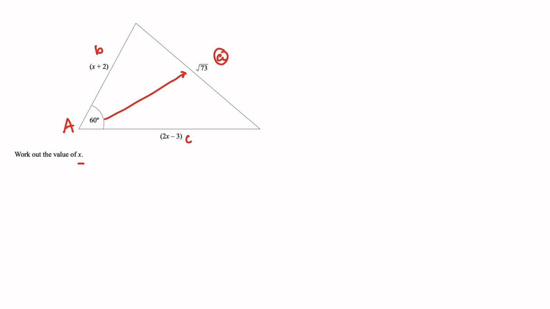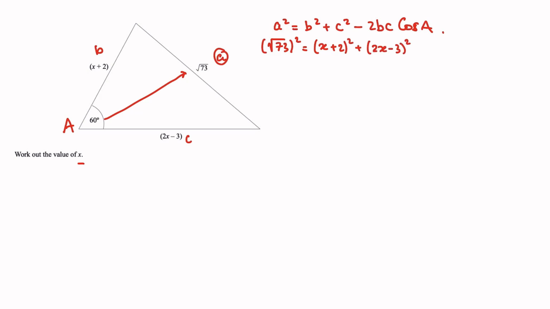So the equation for the cosine rule is a squared is equal to b squared plus c squared minus 2bc cos A. So my a squared will be square root of 73 all squared, is equal to my b, which is x plus 2, all squared, plus 2x minus 3 all squared, minus 2 times b, which is x plus 2, c, which is 2x minus 3, and cos 60, as my A is 60 degrees.